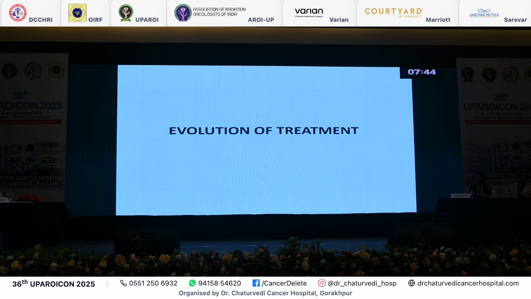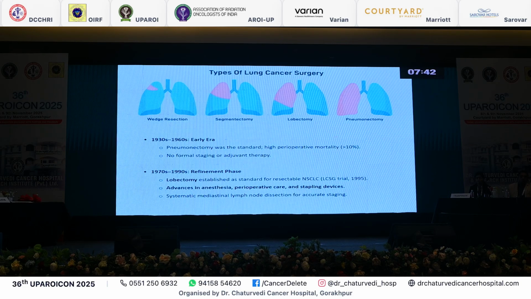Now coming to the evolution of treatment. As I said, in the early part of management, surgical management was the key. And what were we doing? As with breast, where we were doing mastectomy, similarly with the lung, we were removing the entire lung, pneumonectomy. So there was high perioperative mortality. As the evolution happened, our surgical modalities, anesthesia care, perioperative care, and stapling devices all evolved.